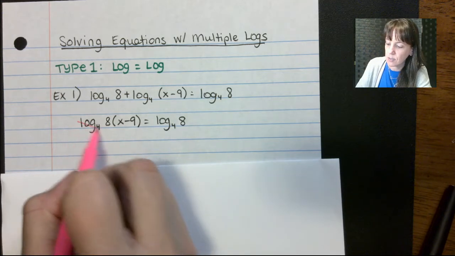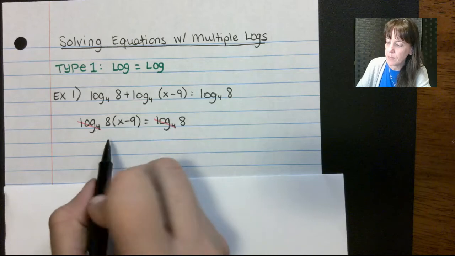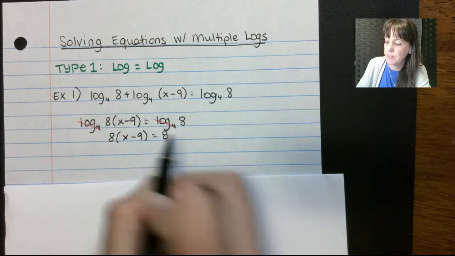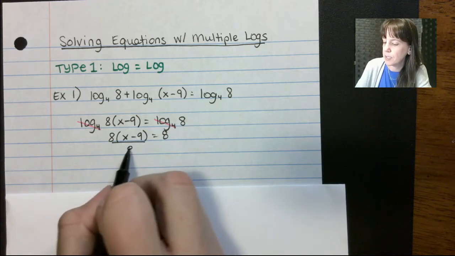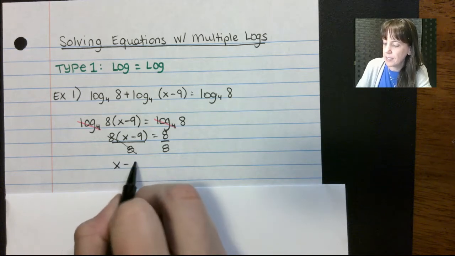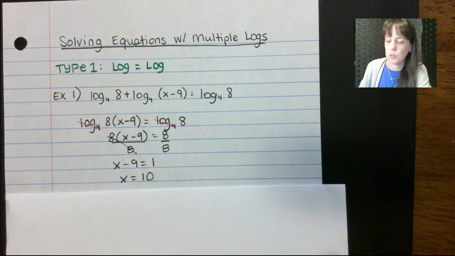Then we can cancel it straight out, just like that. So we end up with 8 quantity x minus 9 equals 8. I could distribute that 8, but I'm kind of lazy, so I'm just going to divide both sides by 8. And if I do that, I get x minus 9 equals 1. Add 9 to both sides, and I get x equals 10.